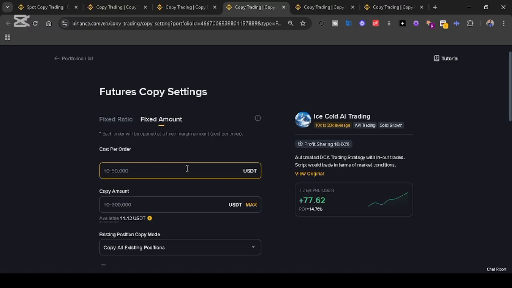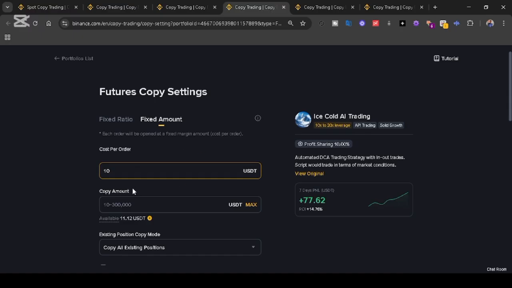Now, this first place they wrote USDT, that's cost per order. This place shows each trade that this person initiates, how much you want to use to copy it. So let me say I want to use $10 to copy it. Let's assume that if this guy copies about 10 trades, each of the trades that he initiates, I'll be copying each of them with $10. That is what this cost per order means here. So if he initiates 5 trades, I will be copying each of them with $10. That's a total of $50.